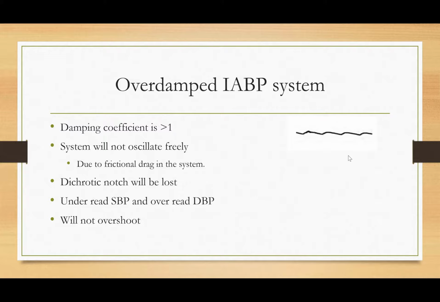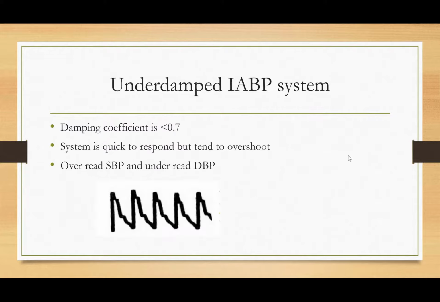So it is more than critically damped. That is an overdamped system. While in an underdamped system, there will be too much overshoot on flushing the system, and here the damping coefficient is less than 0.7, and in this case the systolic BP will be very high, while the diastolic BP is under.